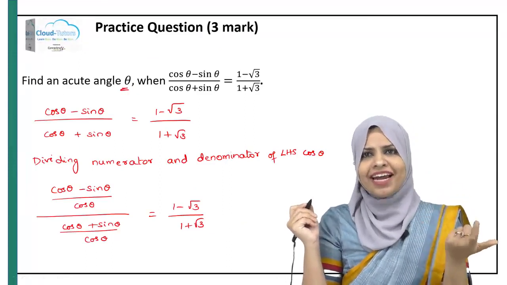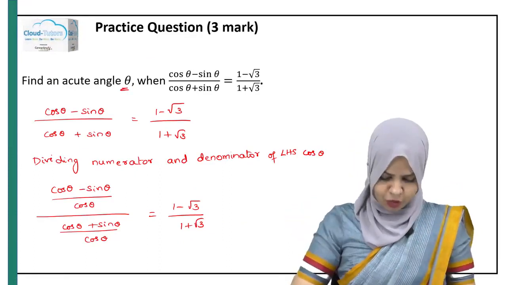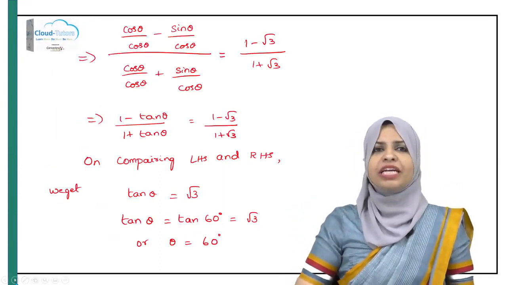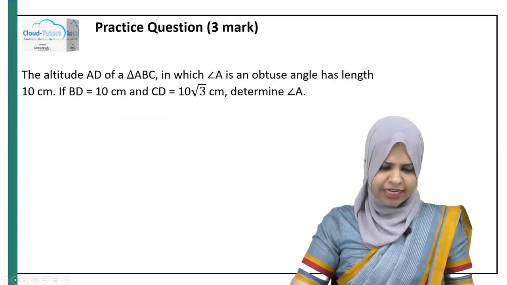And we did, right? So this is how you have to do it step by step. I hope this is very clear, and we got the value of theta as 60 degrees. Moving on to the next question.